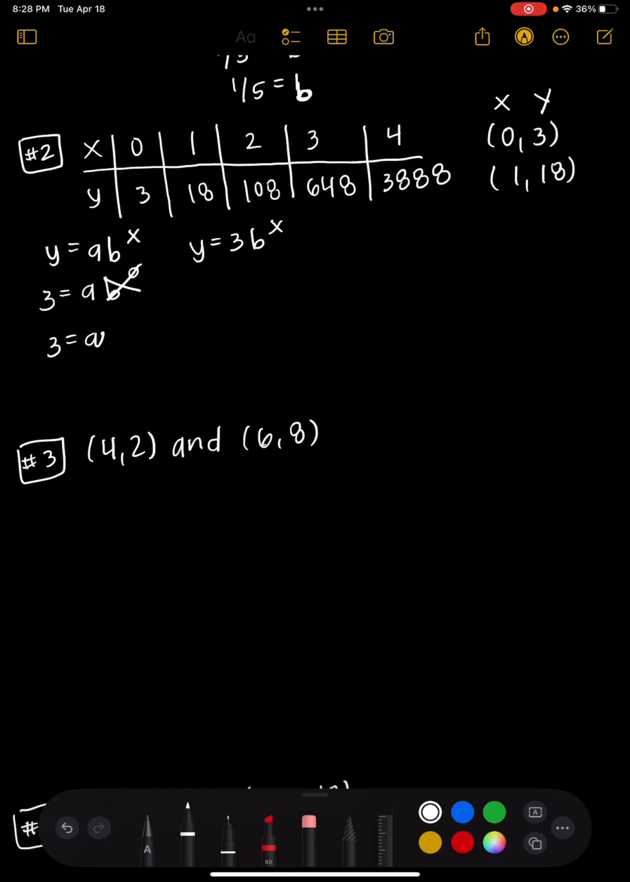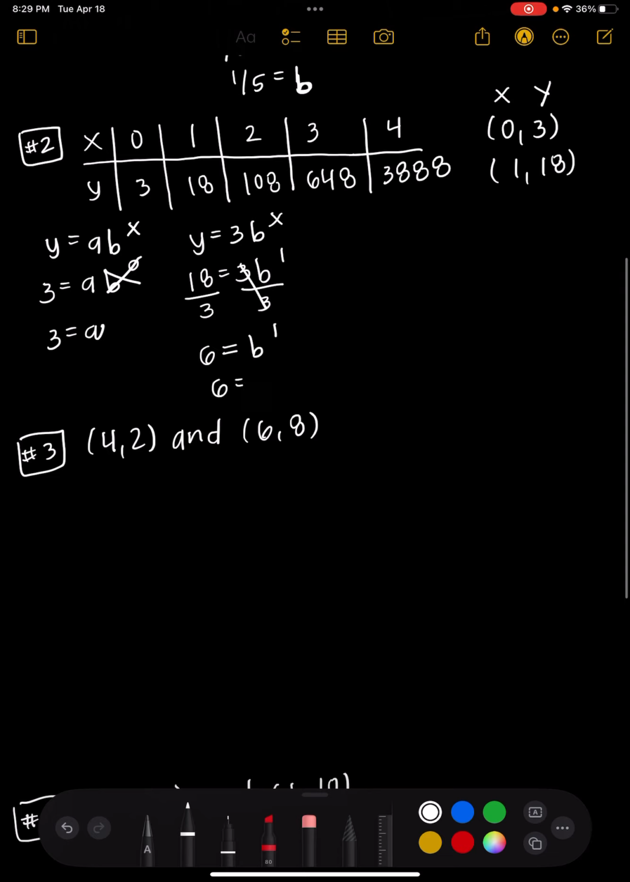Then we're going to use the second point, the 1, 18, and replace the x and y again. So I'm going to have 18 is equal to 3 times b to the power of 1. All right, so now we want to solve for b, so we're going to divide each side by 3 to get rid of the 3. 3's canceled out over here, and I end up with 18 divided by 3 is 6, is equal to b to the power of 1. We know that anything to the power of 1 is itself, so I know that 6 is equal to b.